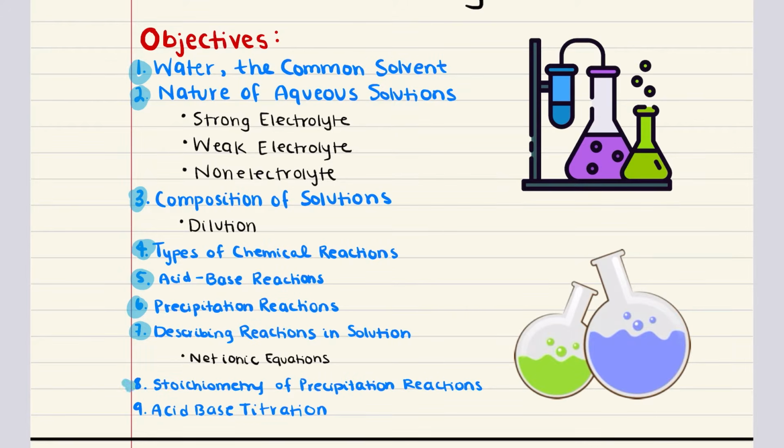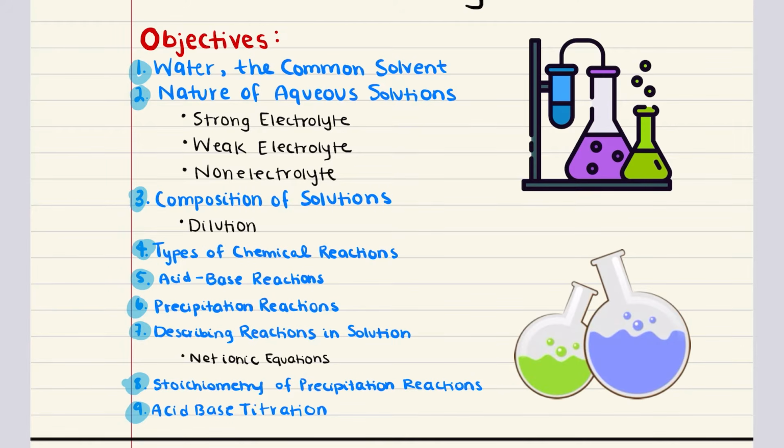Then in the eighth objective, we're going to connect the stoichiometry concepts we learned in the previous chapter to what we will learn about precipitation reactions to solve some problems together. And then last, but certainly not least, we're going to do the same thing by connecting the stoichiometry concepts we learned in the previous chapters to what we'll learn about acid-base reactions, specifically focusing on titrations. And we will elaborate on what titrations are.